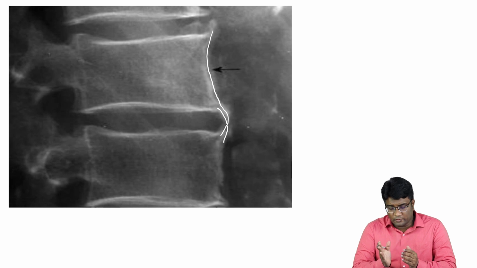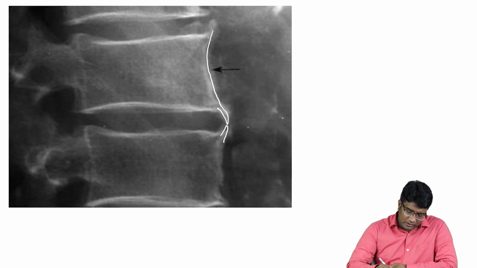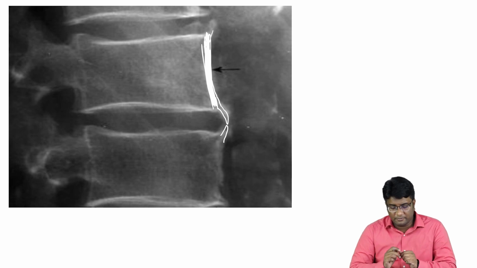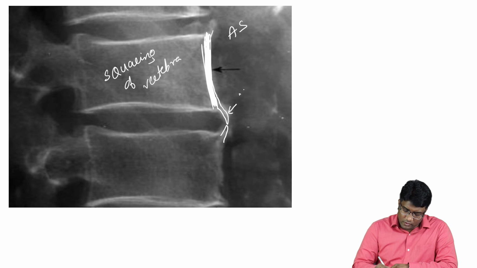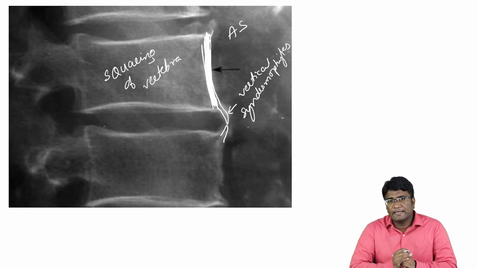Osteophytes would be more horizontally oriented, but in cases of ankylosing spondylitis, you have these vertically oriented syndesmophytes. And there's also mineralization happening just under the anterior longitudinal ligament that fills up this concavity here, making a square shaped vertebra. So there will be squaring of the vertebra noted in cases of ankylosing spondylitis. And these are your vertical syndesmophytes that are noted in cases of ankylosing spondylitis.